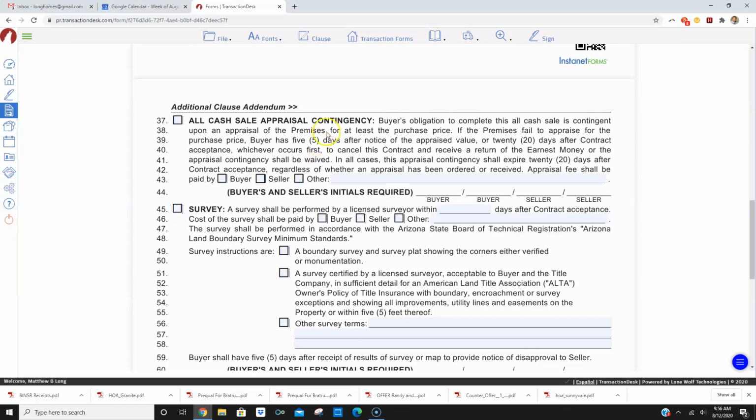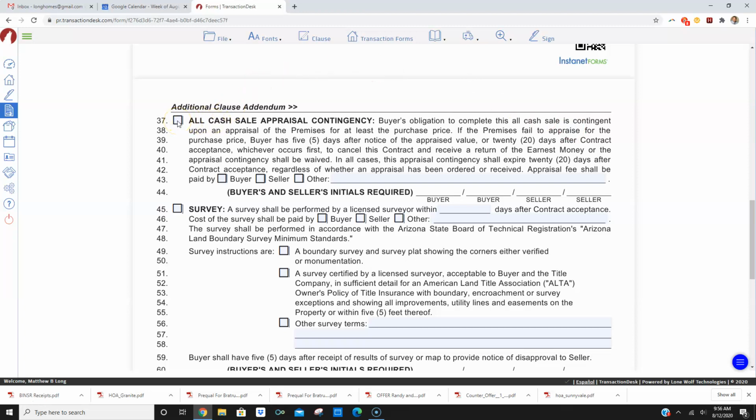All cash sale appraisal contingency. So I've had this once. I had a buyer paying all cash, but they still wanted it to be contingent on an appraisal. So in the purchase offer, when you click the "This is an all cash" button, it says skip section 2. So section 2, which is the financing section, doesn't apply in a traditional cash situation, and that's where the appraisal contingency is found. So if you want it to be still contingent on an appraisal, you need to include this.